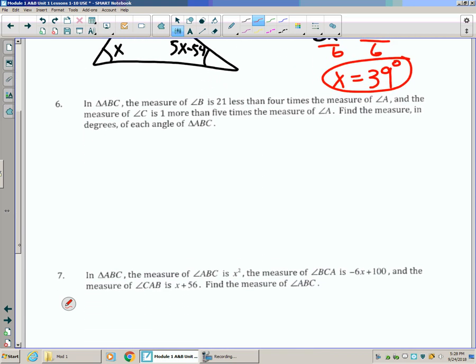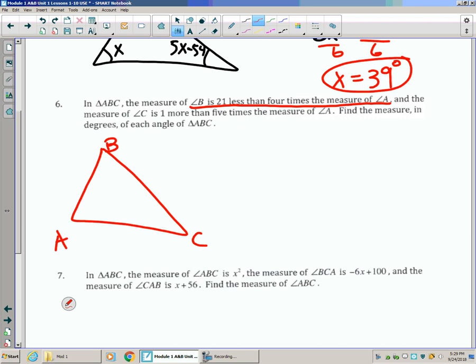It says in triangle ABC, the measure of angle B is 21 less than 4 times... So be careful with this, some word problems. Now they're not telling me exactly what type of triangle I have, so I'm just going to draw some triangle and label it A, B, and C. It says angle B is 21 less than 4 times the measure of angle A, and the measure of angle C is 1 more than 5 times the measure of angle A.